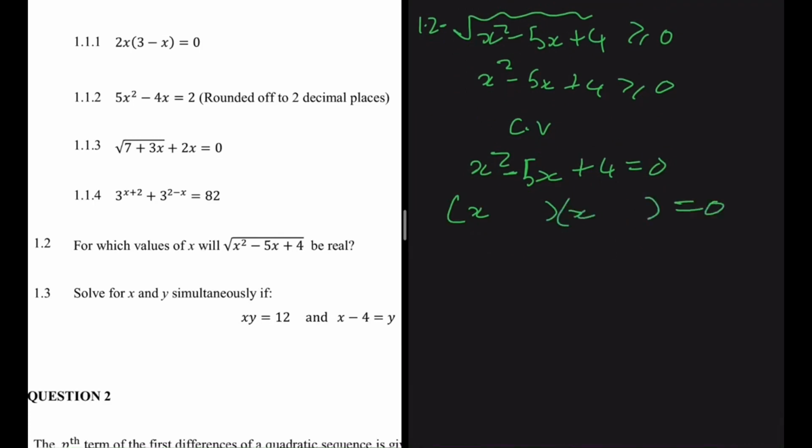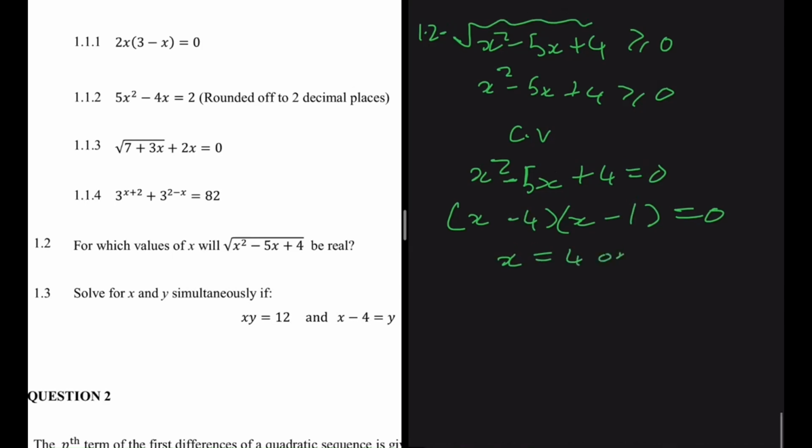So now the question I'm asking myself: which two numbers do I multiply to get 4, but when I add I get minus 5? So that is minus 4 and minus 1. So x is equal to 4 or x is equal to 1, right?